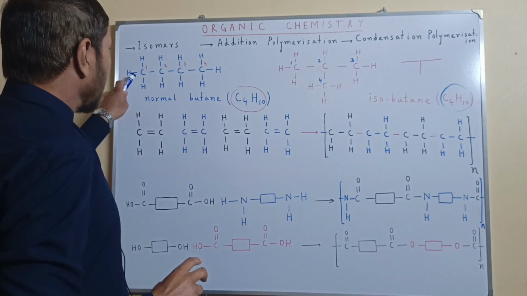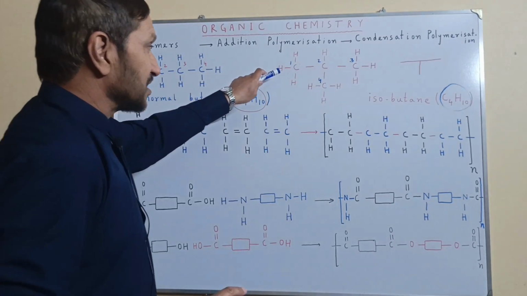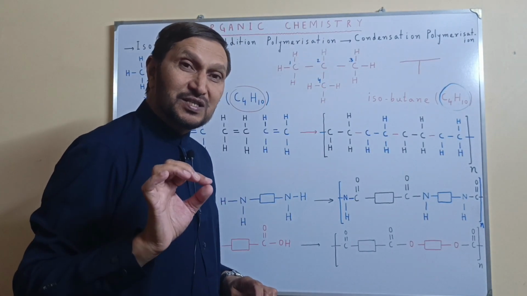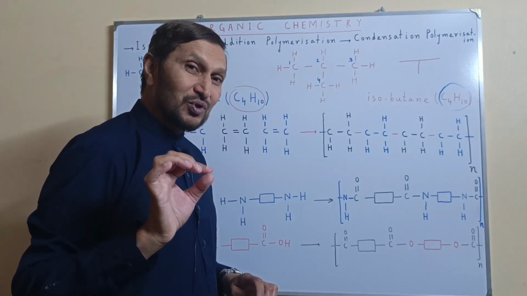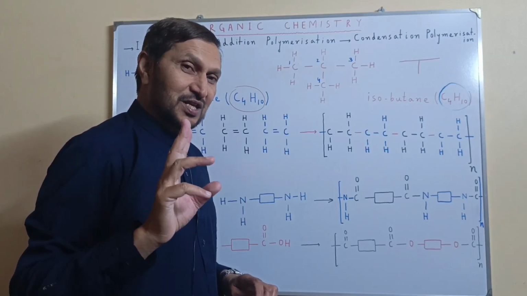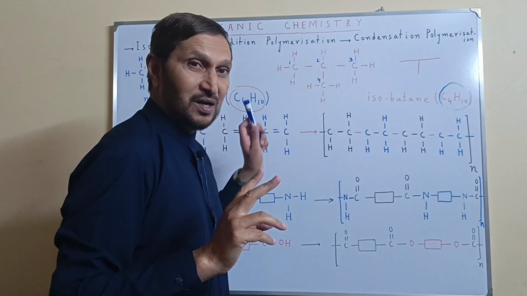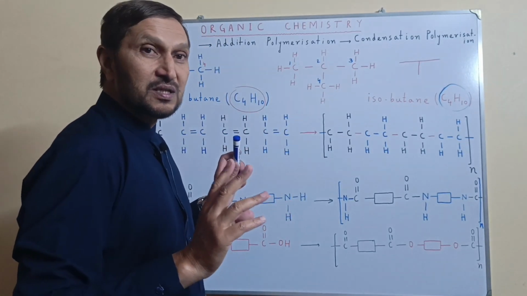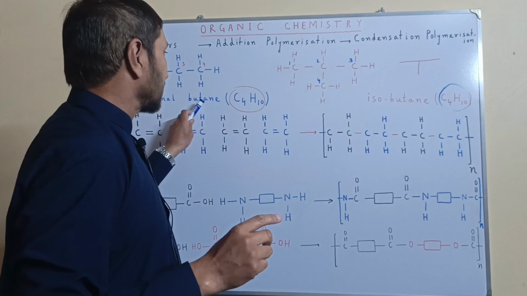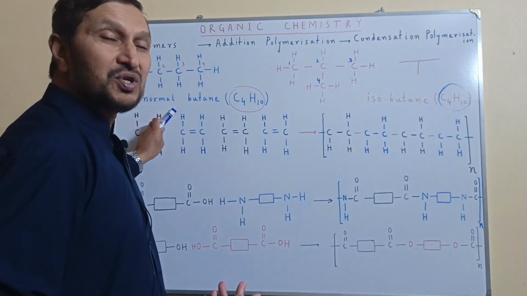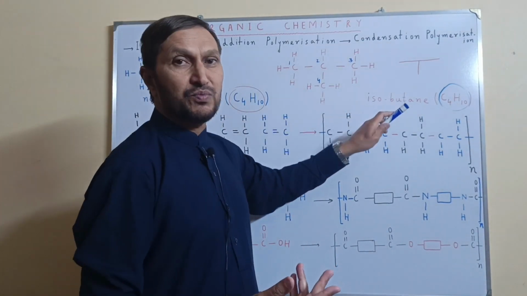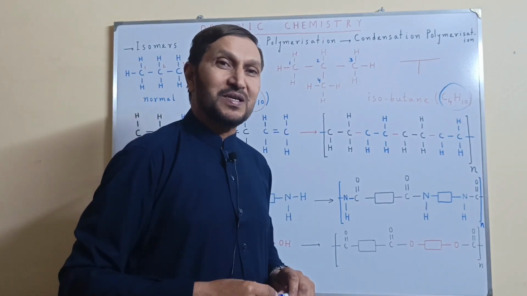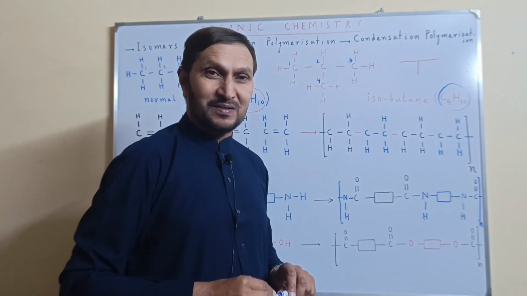This butane has a straight chain, and this butane has a branched chain. The structural formula is different for the same molecular formula. So these are considered two butanes, two isomers. One is named normal butane and the other is called isobutane. Similarly, there are many other isomers of other organic compounds.